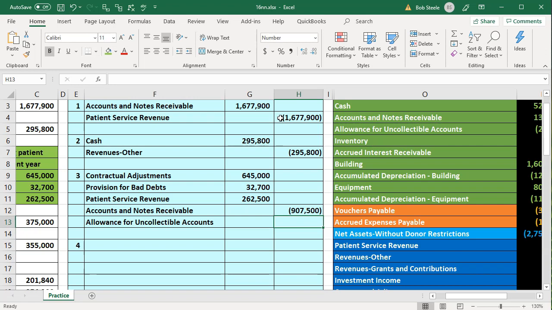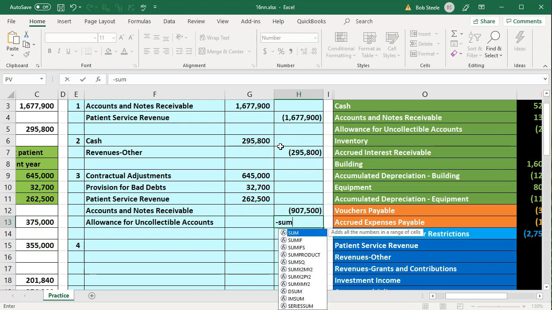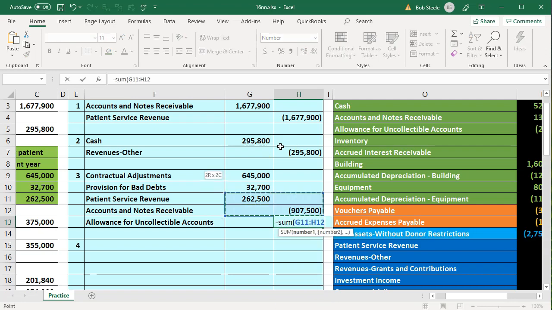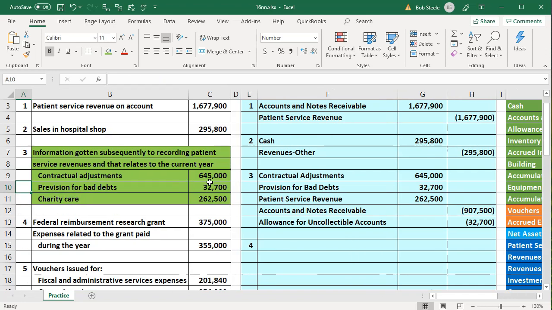And I could say either a credit of the 32.7, or we can use our negative sum formula, which we'll do here. So negative SUM, and then we'll pick up all of these, and there we have it. So there's our credit. So here's our debit, there's the credit. Now we'll record this out. And again, you could think of this as different journal entries.